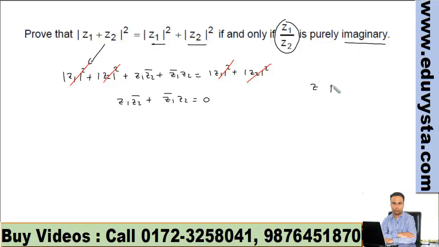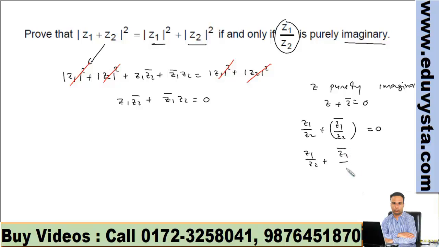If z is purely imaginary, then we have z + z bar = 0. That means if we have to prove that this is purely imaginary, then z1/z2 + conjugate of z1/z2 will be 0. That is z1/z2 + z1 conjugate/z2 conjugate is 0. That means z1 z2 conjugate + z1 conjugate z2 is 0 after taking LCM.